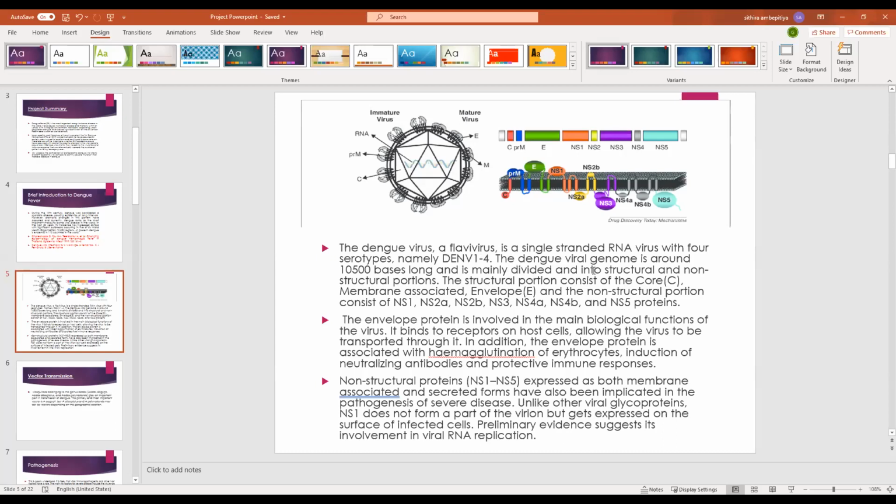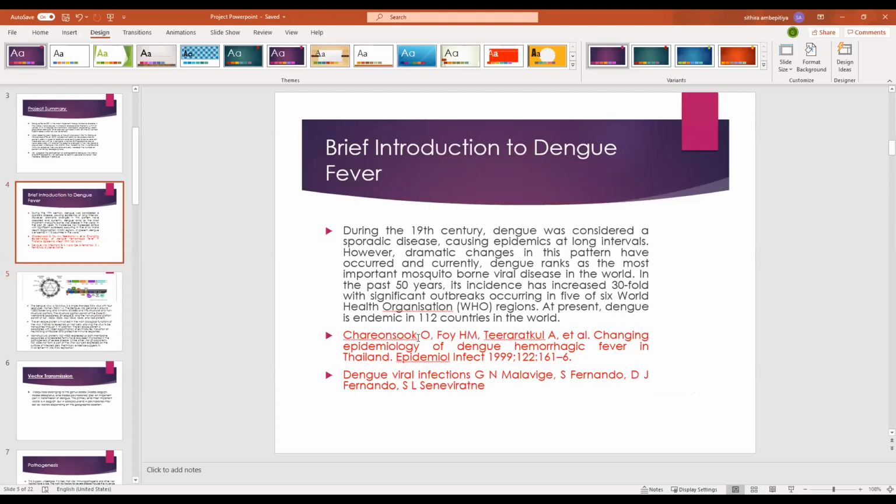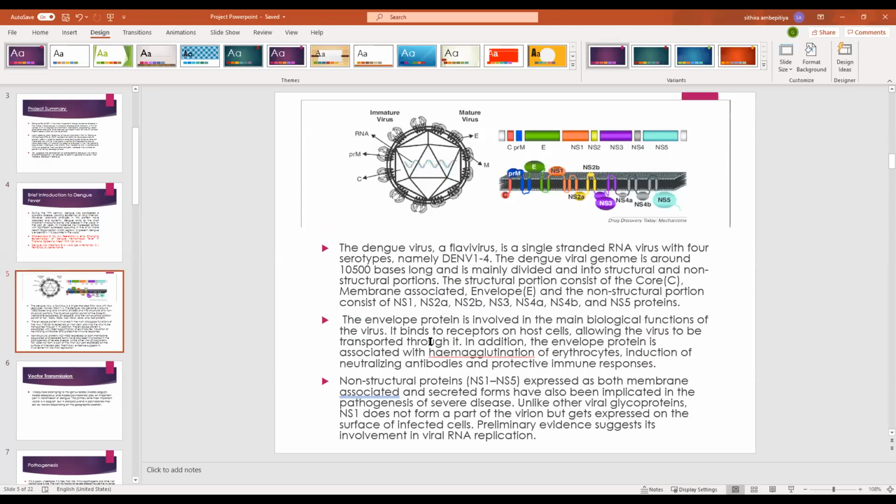And the dengue virus genome is 10,500 to 11,000 bases long, divided into a structural and a non-structural portion. The structural portion is the core, the membrane, and the envelope, and the non-structural portion includes the more familiar NS1, and those less familiar to most people, NS2A, B, and then NS3 up to NS5. The envelope protein is the main biological function of the virus. I'll leave the PPT later, so you can all read on those things.